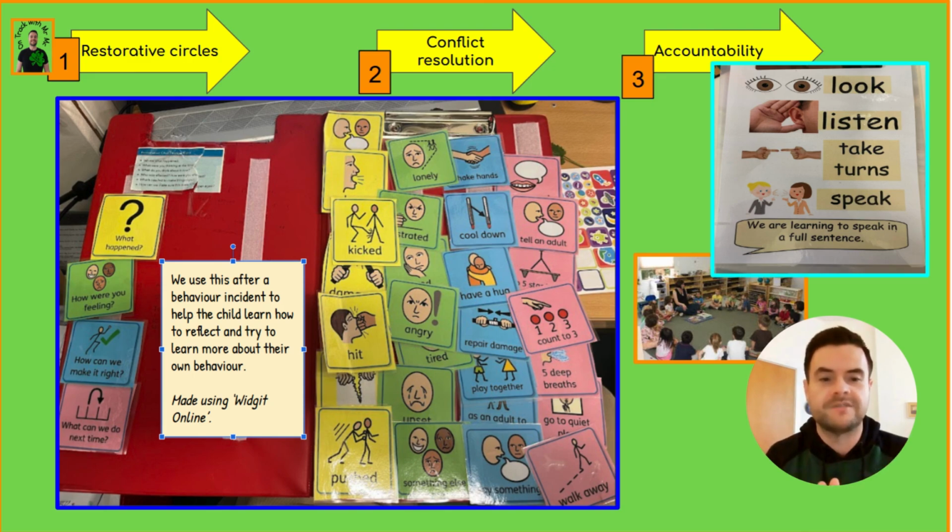And when we do use things like this folder, we don't do it straight away. So say if someone's pulled someone's hair, we're not going to say, over here now, let's look at this folder. We'll wait for it to de-escalate, wait for them to calm down, and then we'll look at what that resolution can be and for them to take accountability through this.